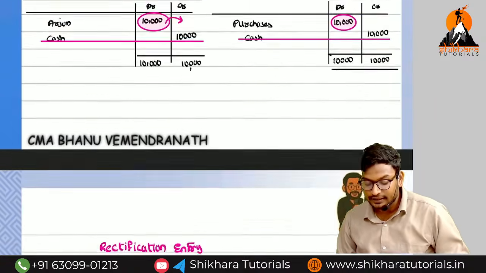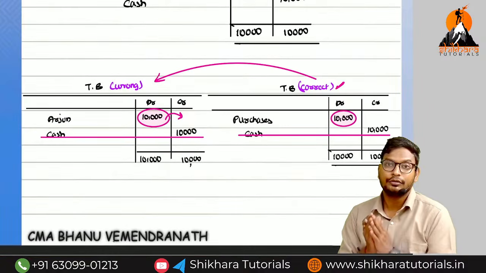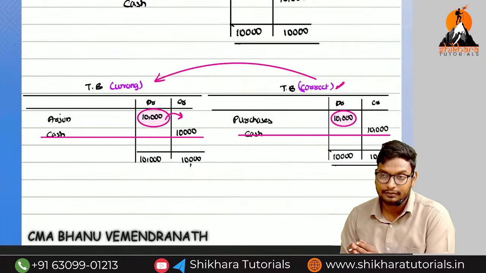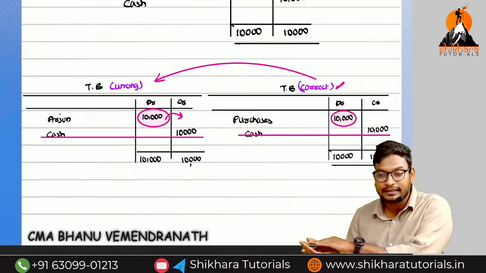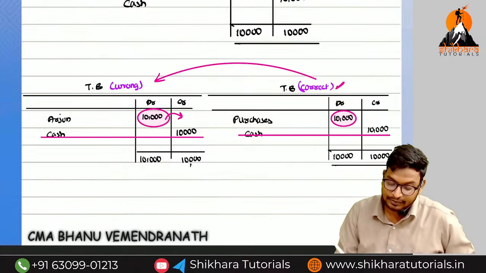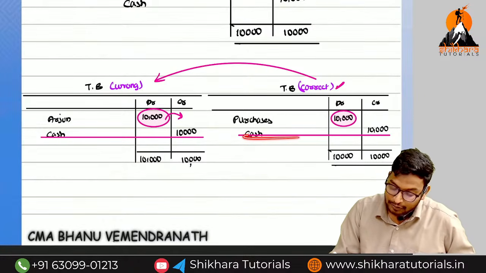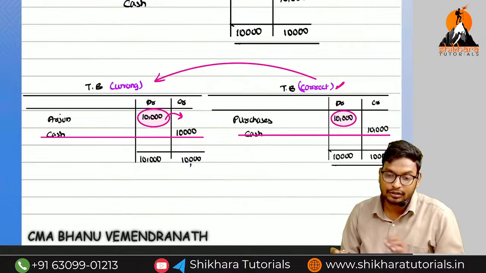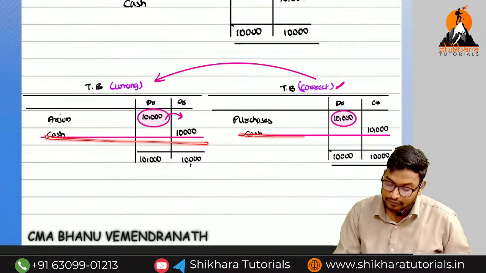What is step number 1? We have to identify the wrong trial balance and the correct trial balance, and compare them. While comparing, if the correct trial balance and wrong trial balance show the same amounts on the same side, you should not disturb. So we strike off all those things.